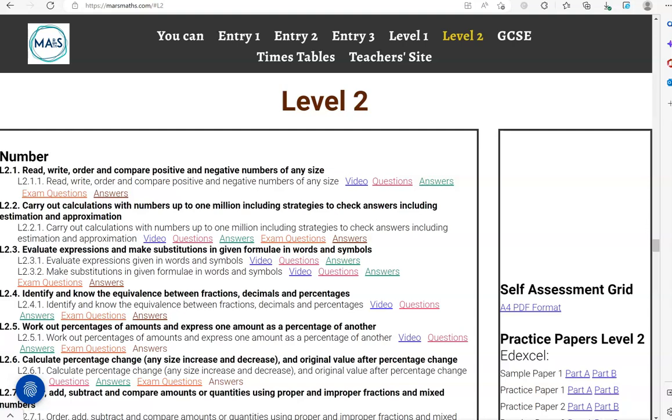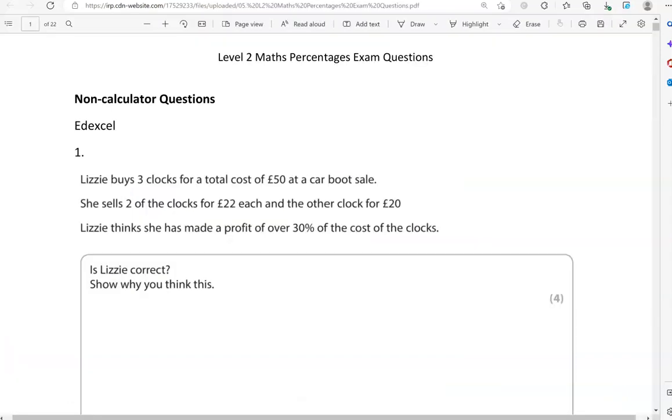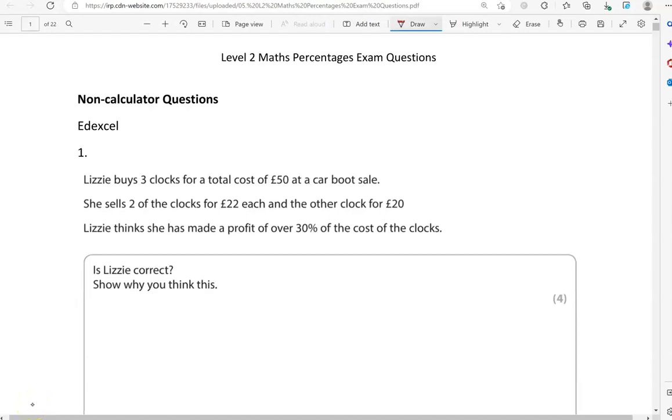In this video, we'll go through exam questions that cover the criteria, work out percentages of amounts, and express one amount as a percentage of another. You can locate the questions on the marsmaths.com website under Level 2. The questions come from different exam boards. We'll start with the non-calculator questions and then we'll move to the calculator questions. Here is the first question.